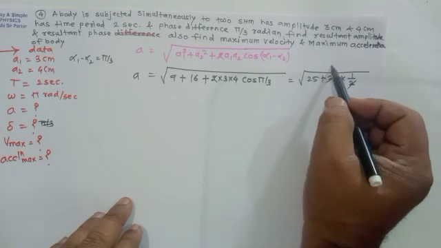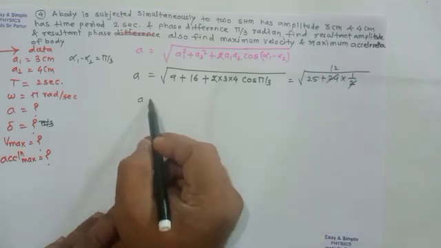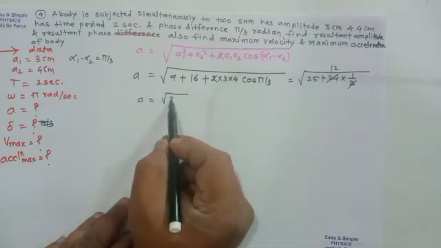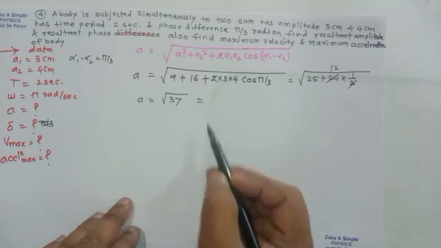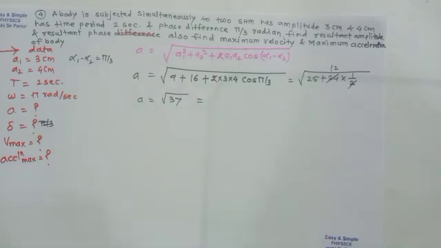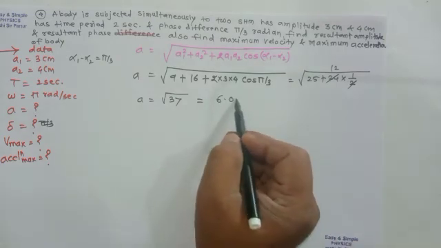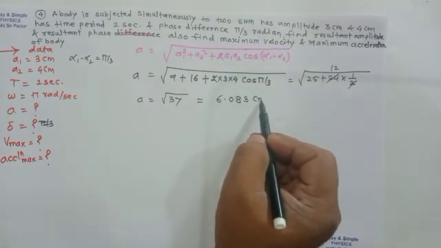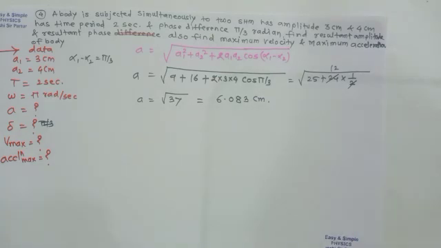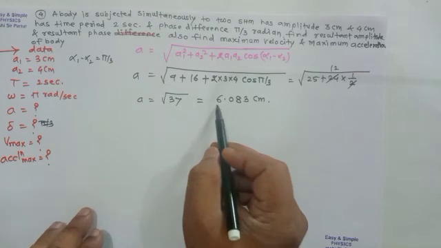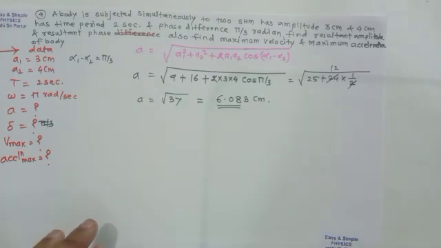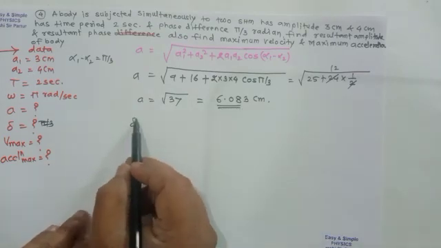It is 12. So resultant amplitude A is equal to square root of 37, which will be 6.083 centimeter. That is the resultant amplitude. The first answer. Second answer will be delta.